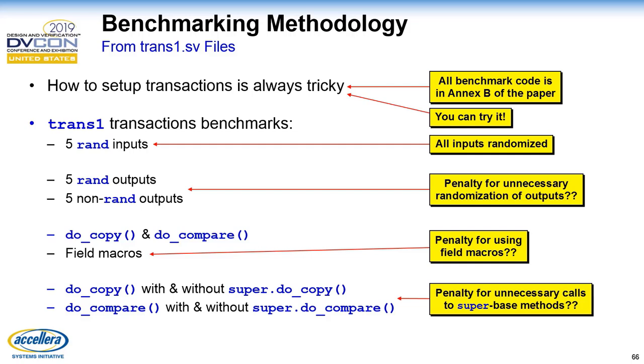Because Adam Erickson in his paper said there was a penalty, so I wanted to see if there was a penalty or not. Then do copy with super.do copy, do compare with super.do compare. When you have just a transaction, you don't necessarily need to call do copy and do compare, but when you have an extended transaction, you do want to call those. The question is, should I just get into the habit of calling do copy, do compare, which has kind of been the way I've rolled with UVM. And so is there a penalty for the unnecessary do copy and do compare that aren't doing anything because they're just calling the ones that are built into the UVM object?